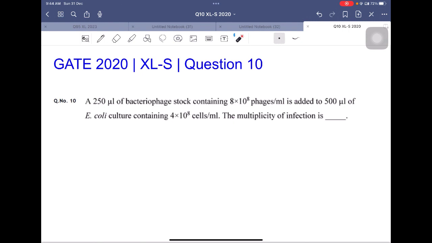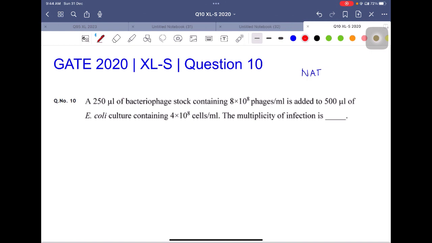Question number 10. The question states: a 250 microliter of bacteriophage stock containing 8 into 10 to the power 8 phages per ml is added to 500 microliter of E. coli culture containing 4 into 10 to the power 8 cells per ml. The multiplicity of infection is blank. So this is a numerical answer type question.